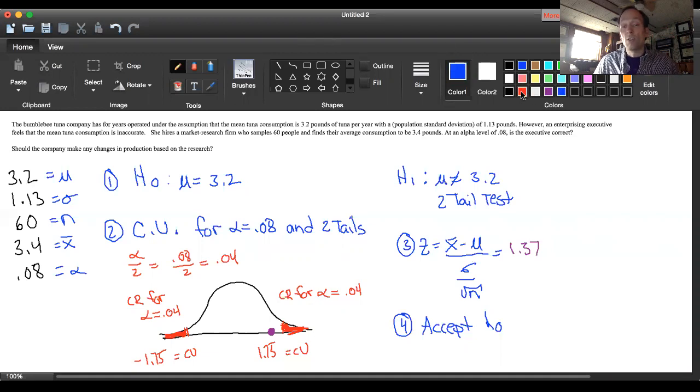That's going to help me answer the second stage of the question right here, because they're saying, should the company make any changes in production based on the research? And our answer is going to be no, they shouldn't, because it looks like the average consumption is 3.2 pounds. And the difference that we had, we just proved, was merely owing to sampling error.